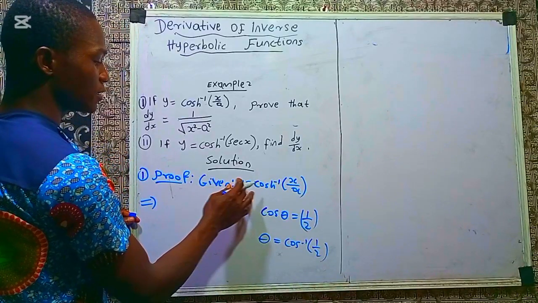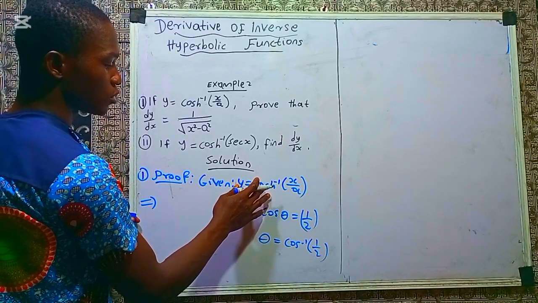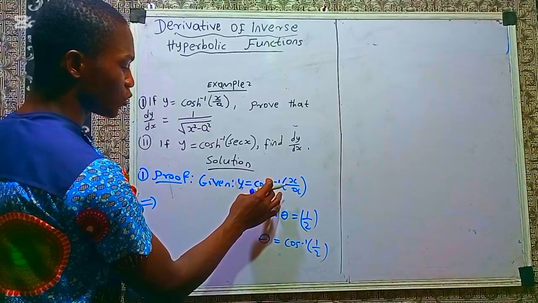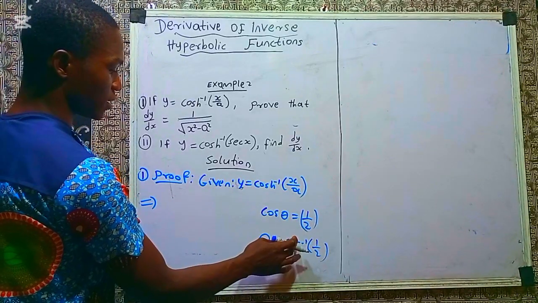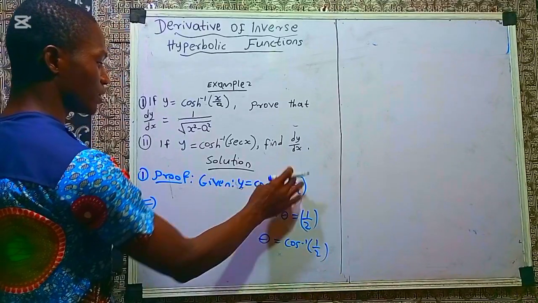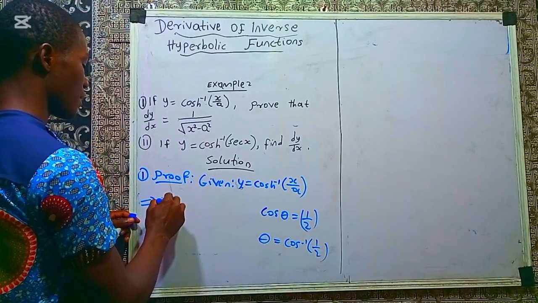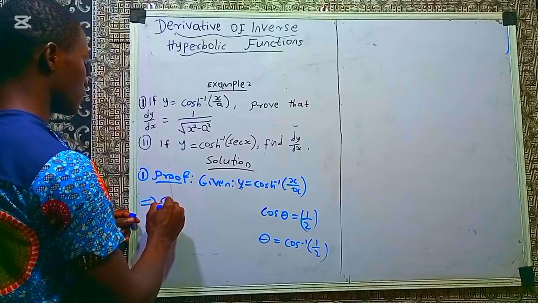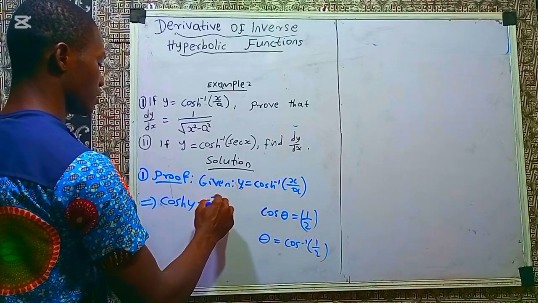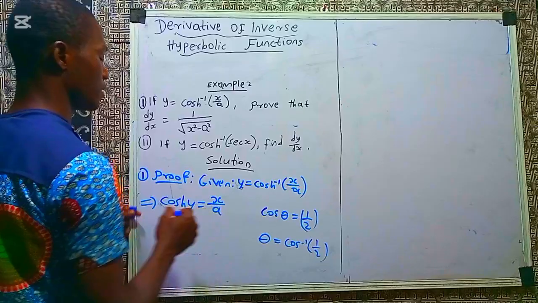So y is equal to hyperbolic cosine inverse of x over a. If you compare it here, cos theta will be this quantity, so hyperbolic cosine of y will be this quantity. So this implies that hyperbolic cosine of y is x over a.